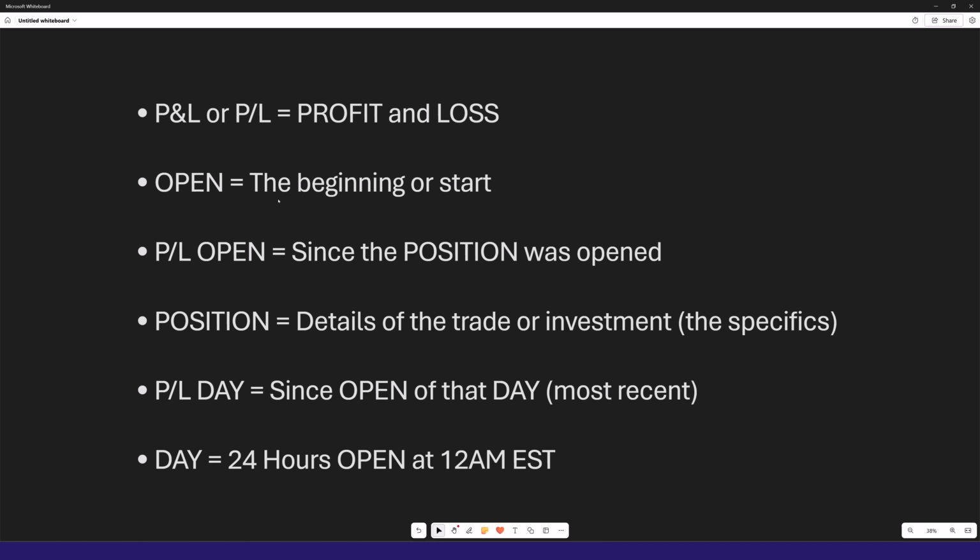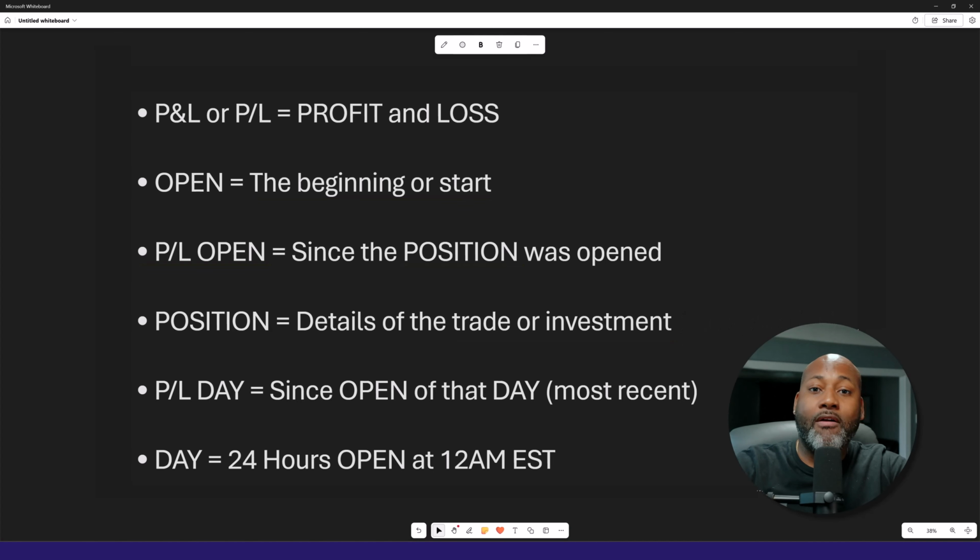Now we need to know what open means. Open is the beginning or the start. Sometimes it's the beginning of time. Sometimes it's the beginning of a position. So now when we see P/L open, we know that this is profit and loss since the open. The open of what? Since we open a position. Position means the details of the trade or investment. P/L open means profit and loss since we started the position, which is a trade or investment.